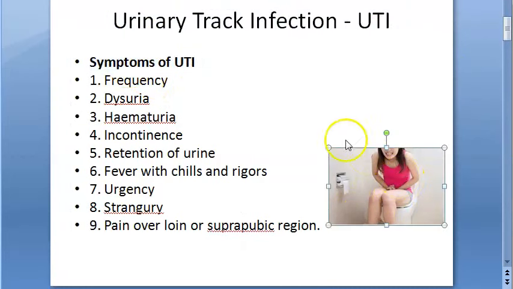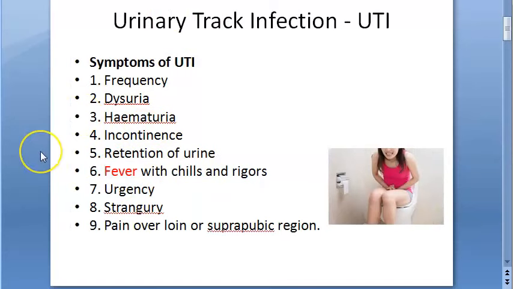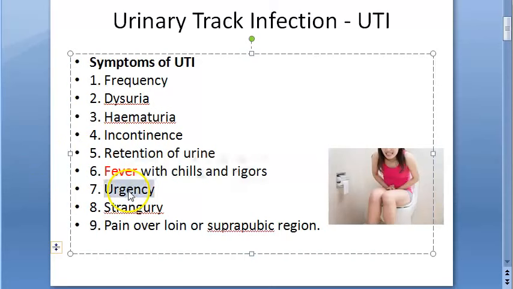The symptoms will be like the frequency of urination will increase, dysuria, that is difficulty in urination, hematuria, blood in urine, incontinence, that is no control, retention of urine, fever with chills and rigors. So pay attention to this. Sometimes fever can be related to an infection, and the infection can be a urinary tract infection.